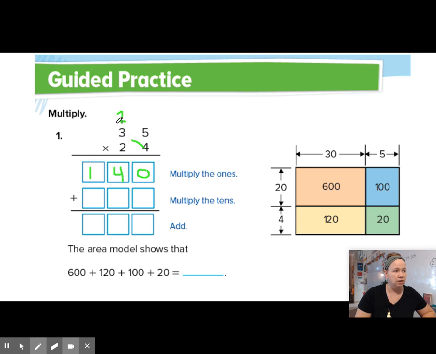Great. I'm going to cross off the 2, and I'm going to pretend that this 4 is not there. But because this is a 20 and not a 2, I'm going to put my placeholder 0 here. 2 times 5 is 10, so that would be a 0. Carry my 1. 2 times 3 is 6, plus 1 is 7. So I broke them apart, I multiplied, put them back together. I'm going to add. 0 plus 0 is 0. 4 plus 0 is 4. 1 plus 7 is 8. And the area model shows you could add all these together. 600 plus 120 plus 100 plus 20 equals 840.